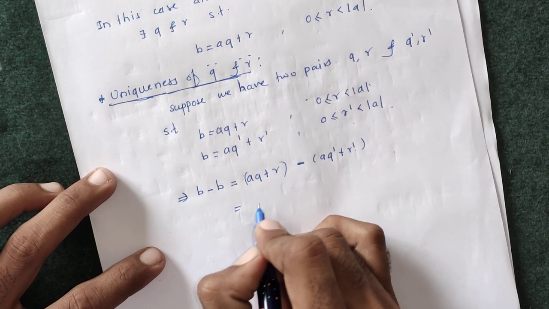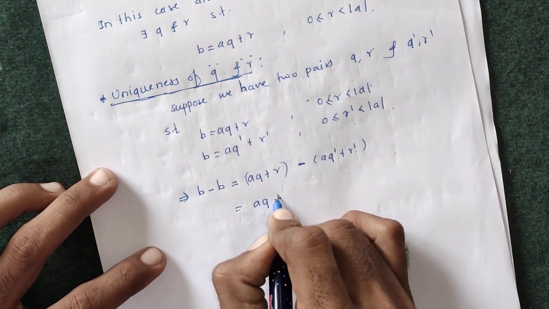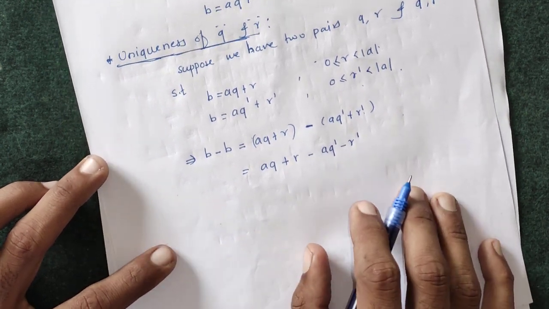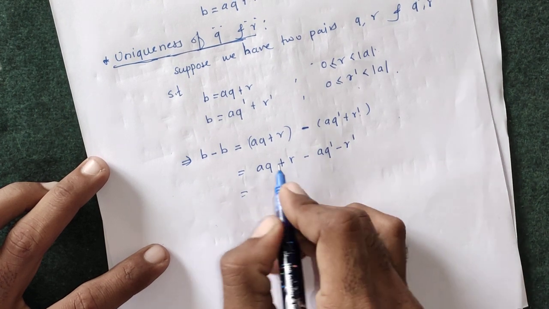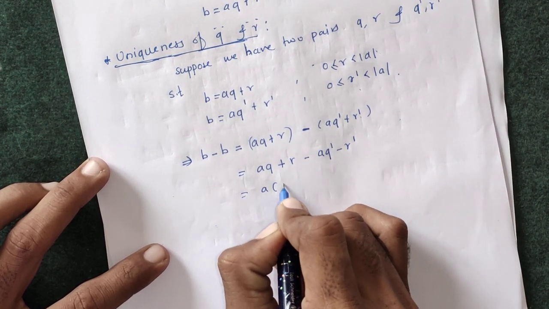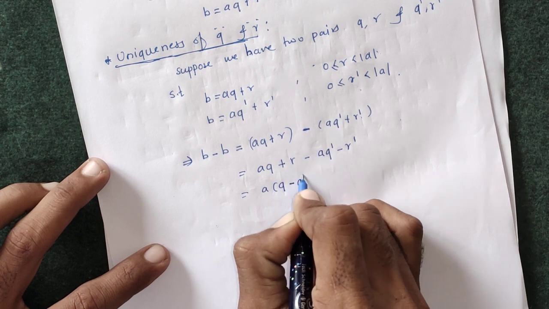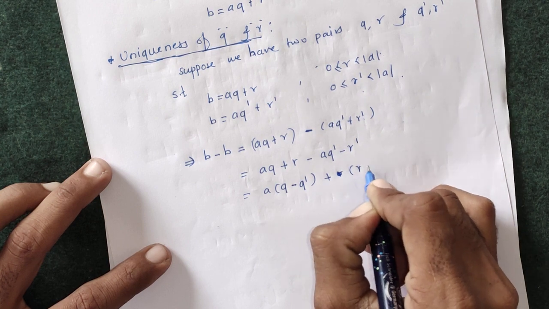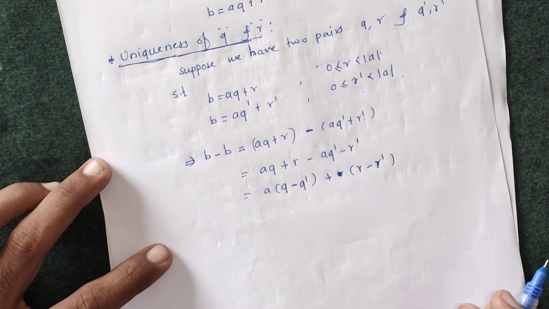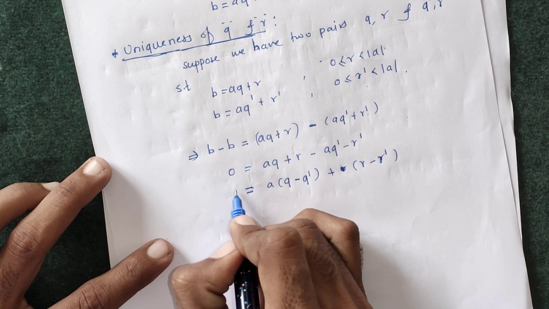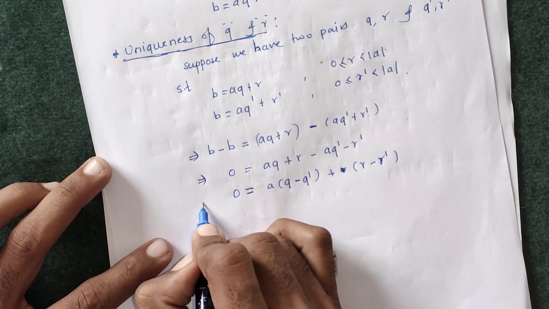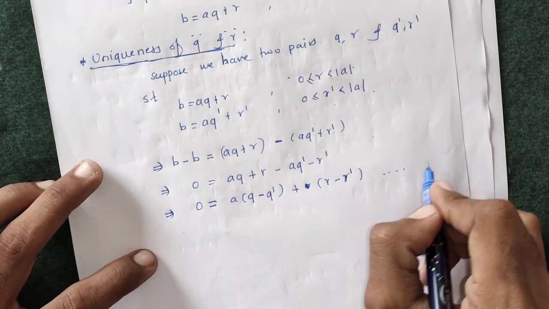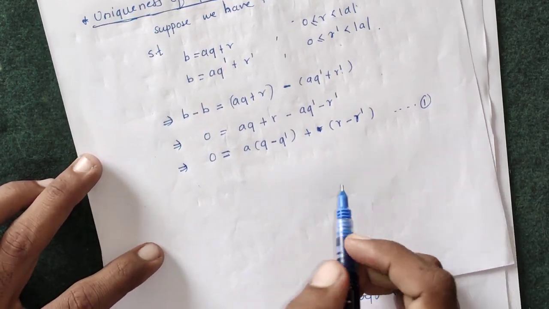Simplifying this we get aq plus r minus aq prime minus r prime, multiplying by this minus sign. Now, taking a common from these two, we get a times q minus q prime plus r minus r prime, and this b minus b is equal to 0. Suppose this is equation number 1.